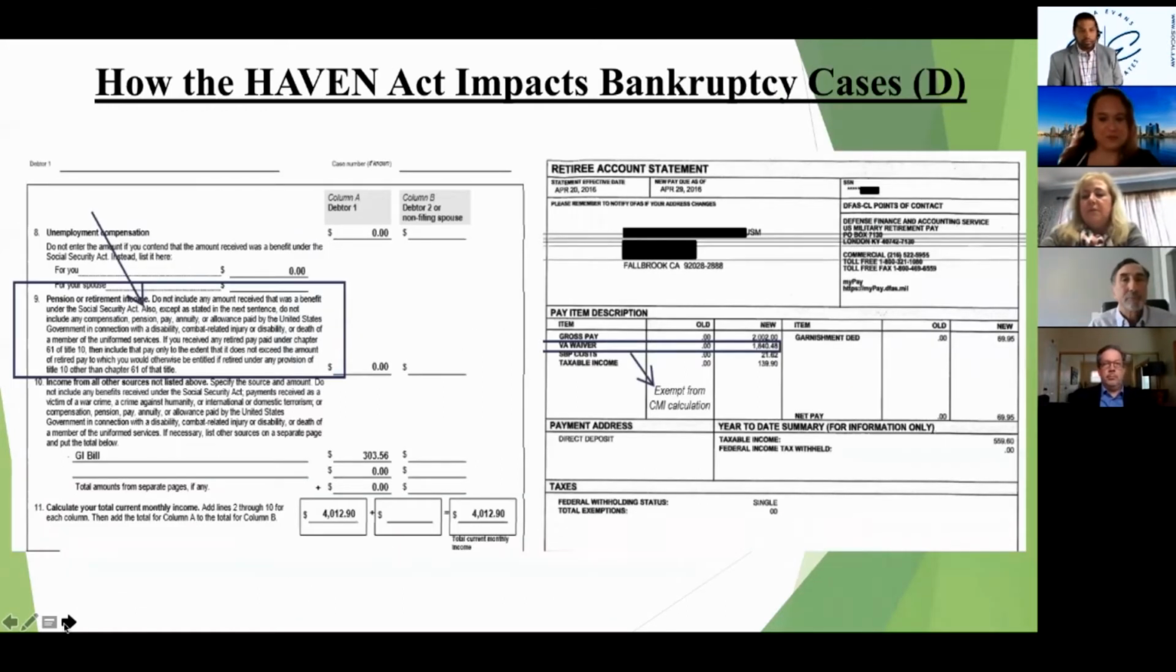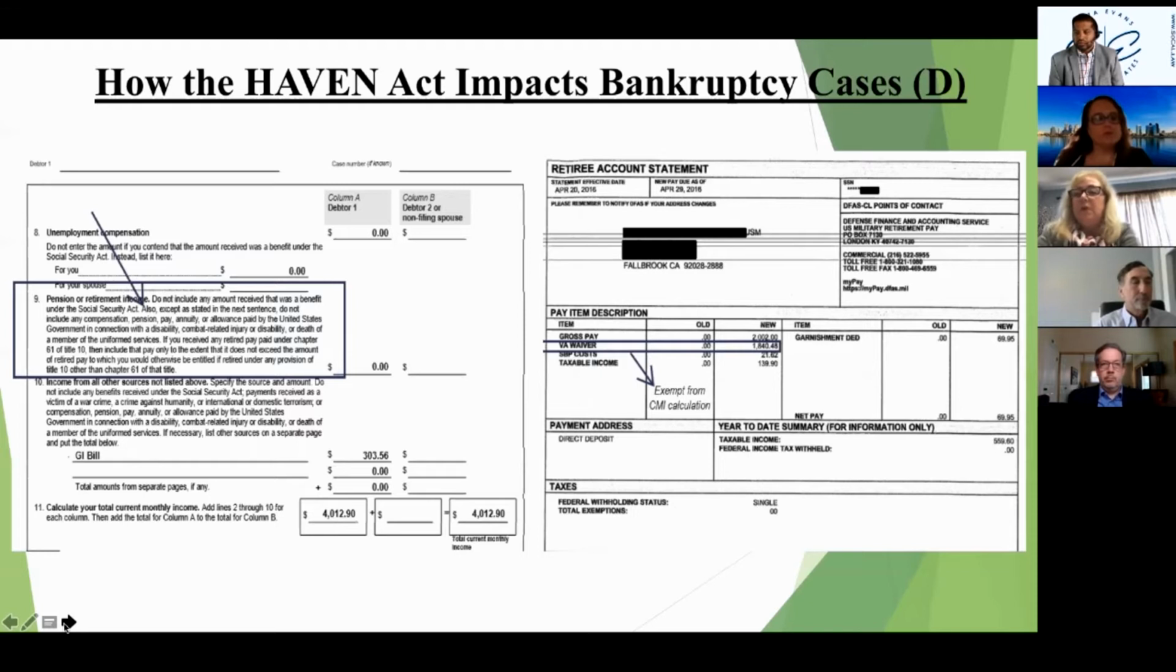So to the attendees, if you look at the left side of your screen first, this is the means test page that was modified subsequent to the enactment of the Haven Act. And you can see that paragraph 9 specifically tells you to not include any pay received from the United States government in connection with a disability, combat-related injury or death, or death of a member of uniformed services. The next sentence is thoroughly confusing, but I will explain it to you on the next slide. But what it's basically saying, if you received any retired pay, then you're going to have to look at that retirement pay and determine what portion of it is just purely retirement pay and what portion of it is actually attributable to the disability or the service-related condition.